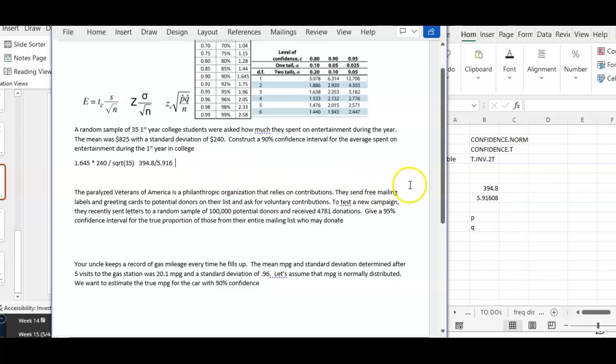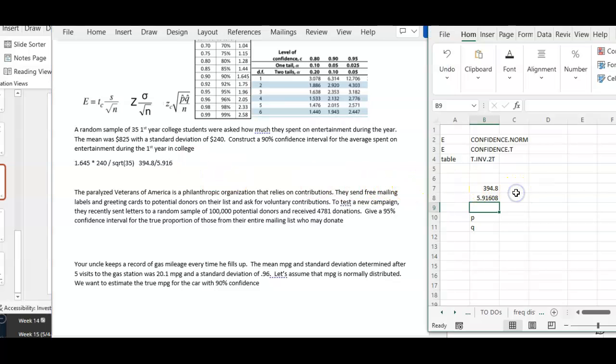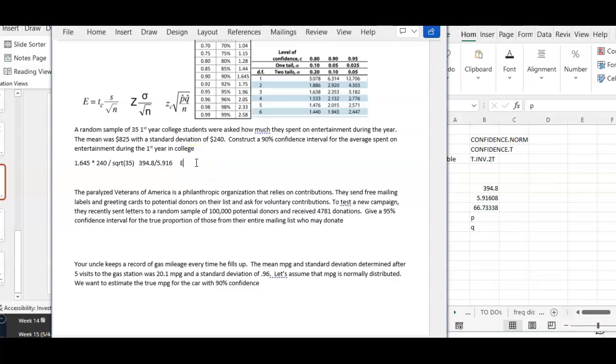And I'll just do that math out. I'm just going to take the 394.8 and I'm going to divide that by the 5.916. And I get 66.73, and that is my margin of error. And then, as you recall, to create your confidence interval, you simply subtract that from the mean and add that to the mean. The mean in this example is 825.